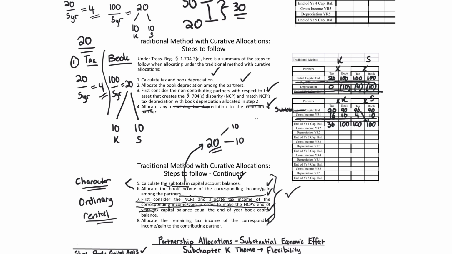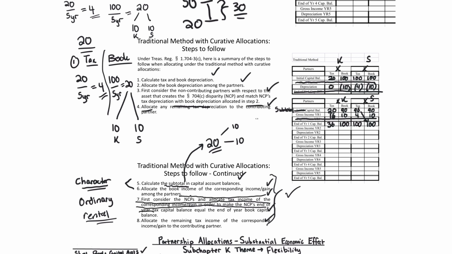Now, a few things I want to note. Again, it has to be the same character as the depreciation. So if it's like a capital gain or 1231, nope. If it's ordinary income, it's good. Another thing is, if you don't have enough income to allocate, this method won't work out.